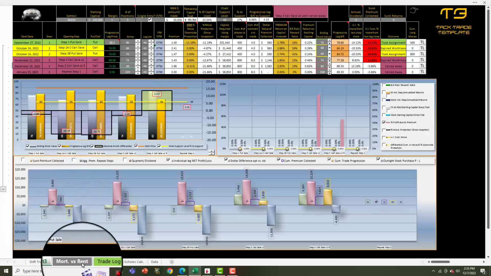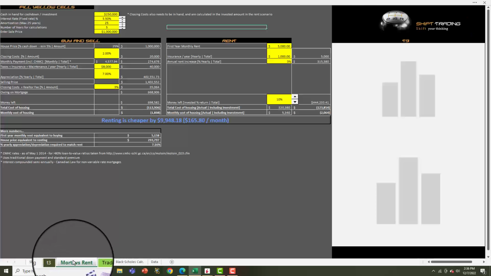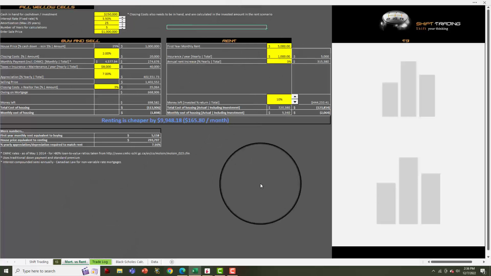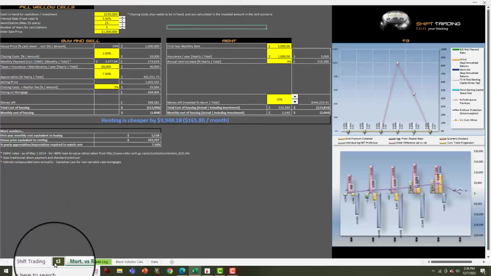There's a number of other different worksheets along the bottom for somebody who's considering just investing in real estate, but we're not going to get into that during this quick tutorial.